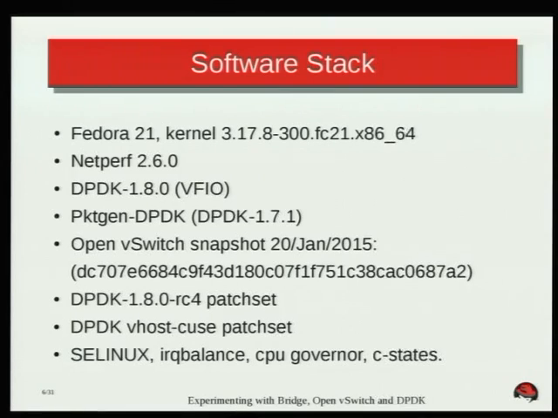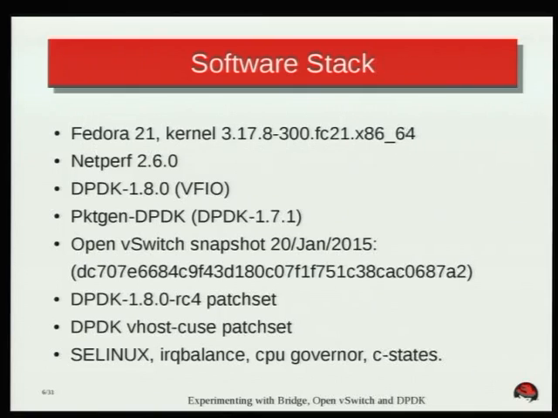All right, software stack. I'm using Fedora 21 and kernel 3.17.8-300. This is important because if you try to compile with a newer kernel, DPDK might have some compile issues that you need to fix first. But otherwise, you can use the upstream kernel, no problem. The netperf is 2.6.0. The DPDK I'm using is 1.8.0, but not using the UIO driver. I'm using the VFIO driver.